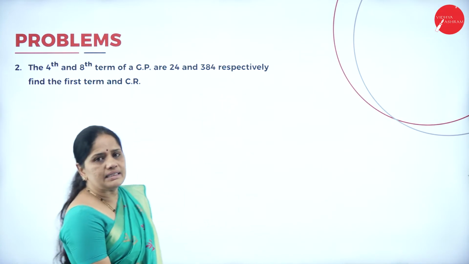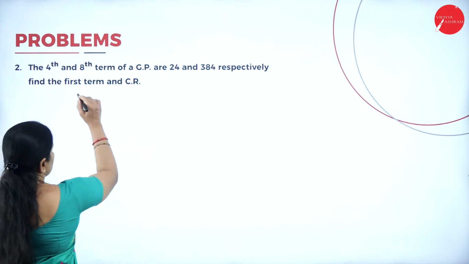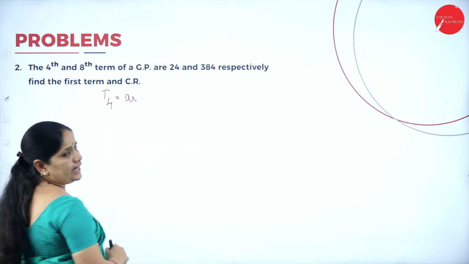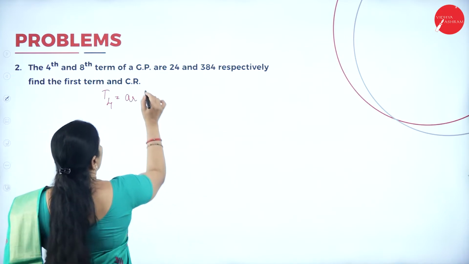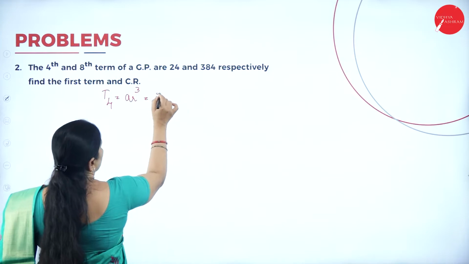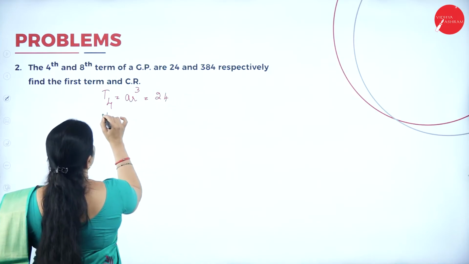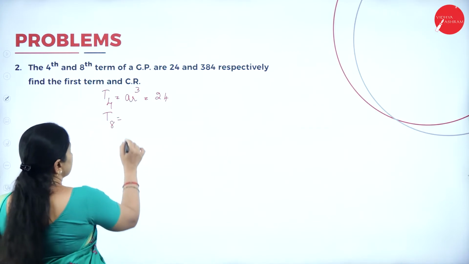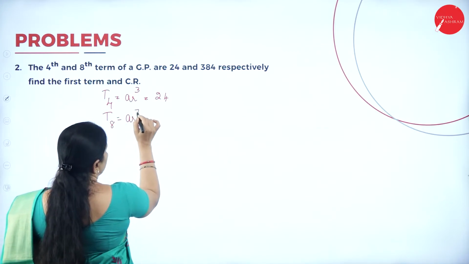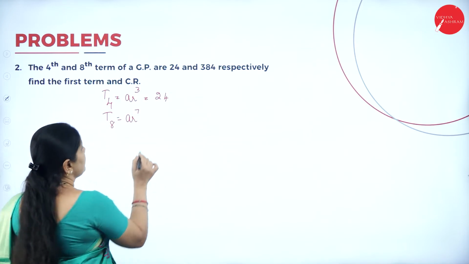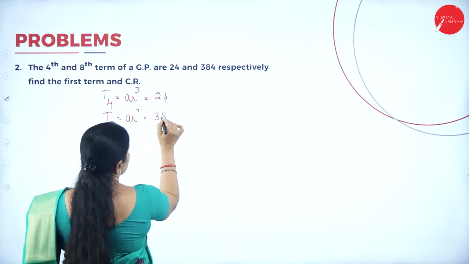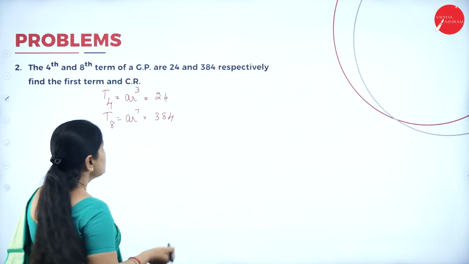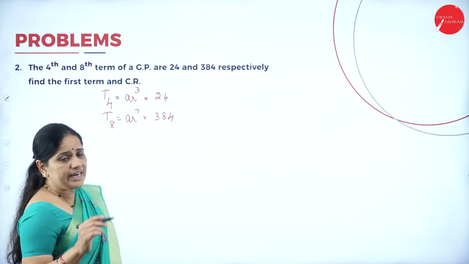Find the first term and the common ratio. Now they have given us T4. T4 means A R to the power of 4 minus 1, or AR cube, equals 24. They have also given us the eighth term, that is T8 equals AR to the power of 8 minus 1, that is AR to the 7, which is equal to 384. So we have to find A and we have to find R.